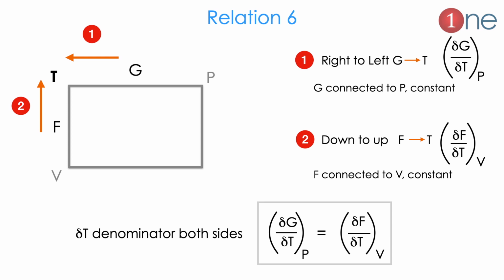For the next relation, we take the T corner, where we start from G to T, F to T. So ∂G/∂T, ∂F/∂T. Here G is attached to P, F is attached to V. So the constants are P and V here. So ∂G/∂T equals ∂F/∂T.